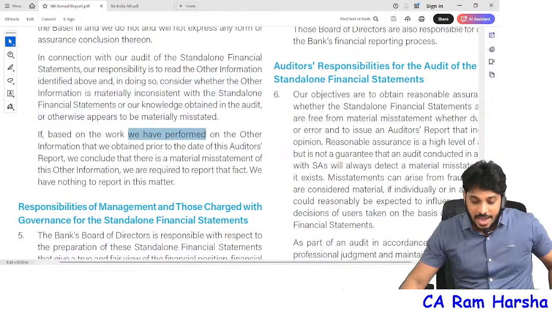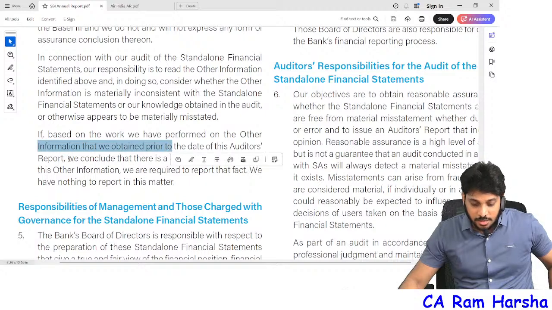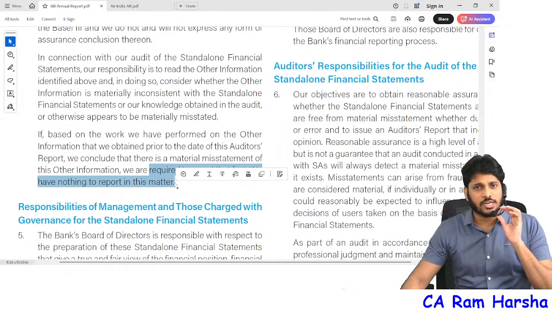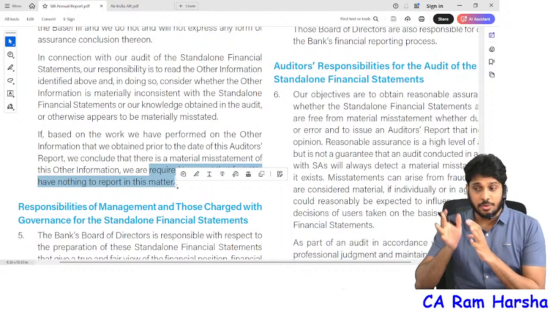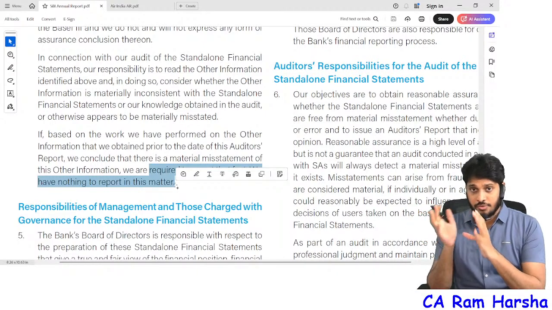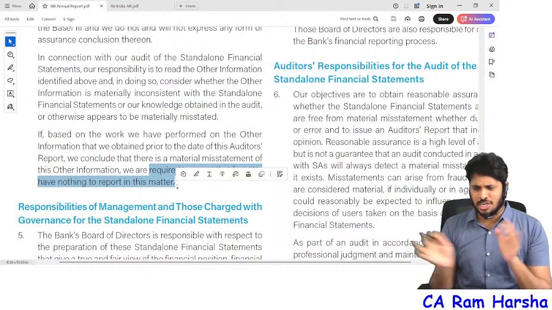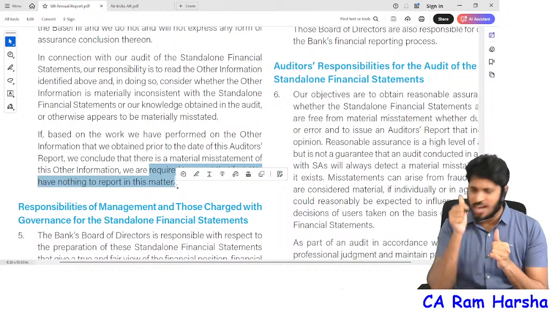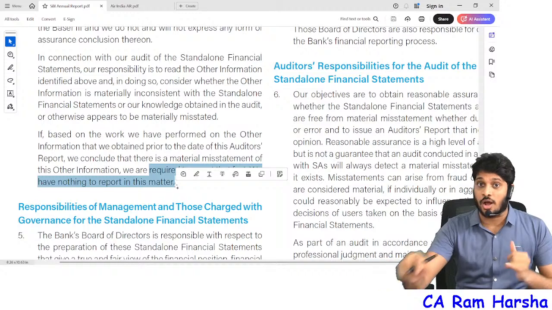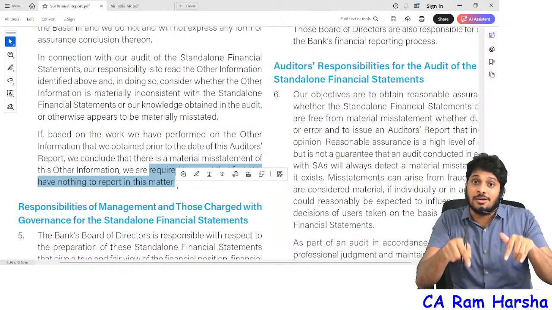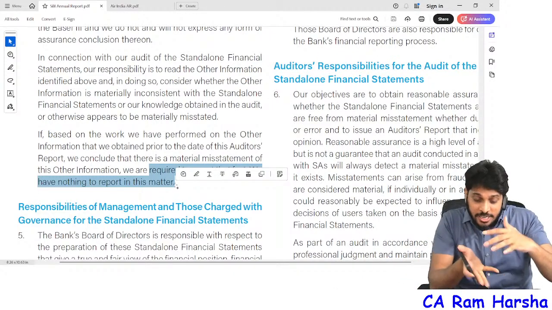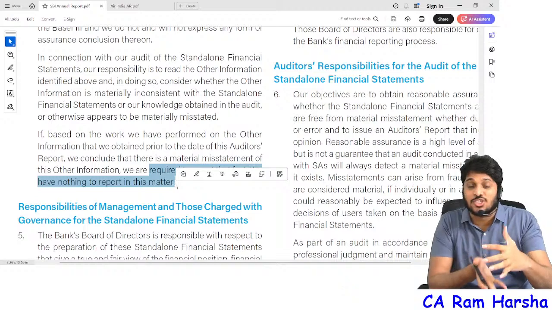If, based on the work we performed, we conclude that there is a material misstatement of other information, we are required to report. What are they saying? Suppose when we are reading other information and comparing with financials, we find a mistake in the other information, while the balance sheet and P&L are free from misstatement and are right. If the other information is wrong, we have to communicate it. That point the auditor communicates in the other information section of the auditor's report.